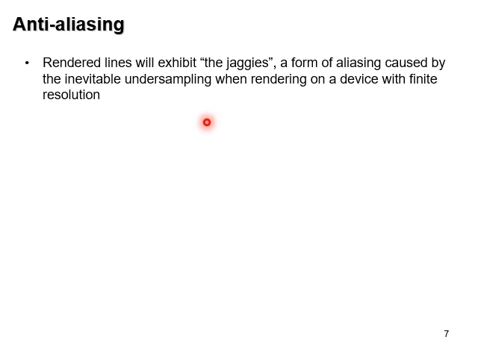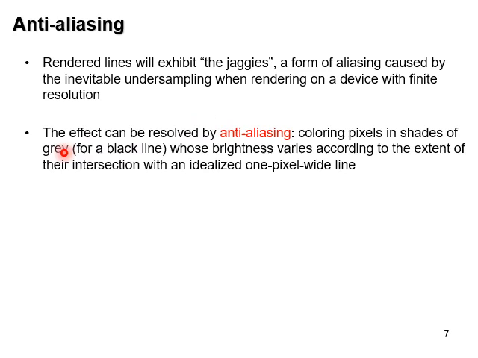So the jagged lines. So how can we solve this? The effect can be resolved by what we call anti-aliasing: coloring pixels in shades of gray for a black line whose brightness varies according to the extent of their intersection with an idealized 1 pixel wide line. So let's read this one more time.